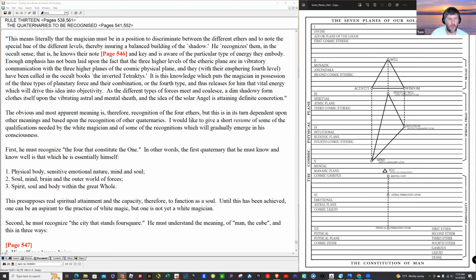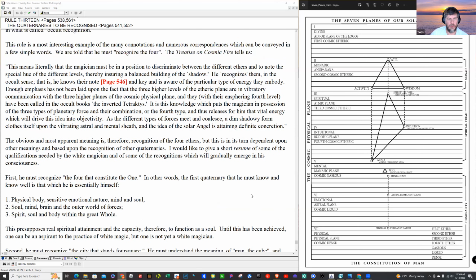a communication of these three higher planes of the cosmic physical plane, and they with the ensphering fourth level have been called in the occult books the inverted tetractus. It is this knowledge which puts the magician in possession of the three types of planetary force and their combination, or the fourth type, and thus releases for him that vital energy which will drive this idea into objectivity. As the different types of forces meet and coalesce, a dim, shadowy form clothes itself upon the vibrating astral and mental sheath, and the idea of the solar angel is attaining definite concretion.